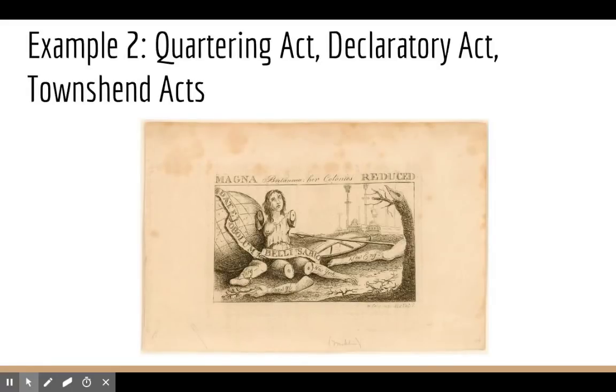The Quartering Act, Declaratory Act, and Townshend Acts were passed in 1765 and 1774 for the Quartering Acts, the Declaratory Act was 1766, and then the Townshend Act started in 1767. So the Quartering Act, 1765 and 1774, required colonists to provide British soldiers in the area with necessary accommodations like housing and food. The soldiers were not originally put into the private homes of the settlers, but that's just as bad, according to the colonists.